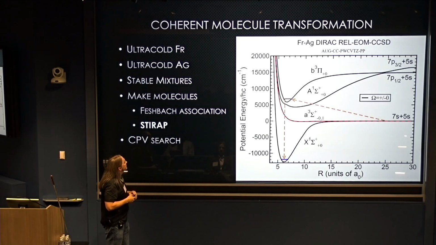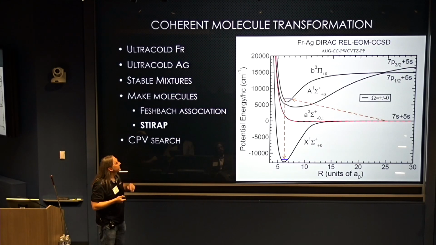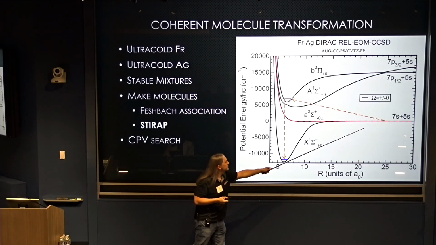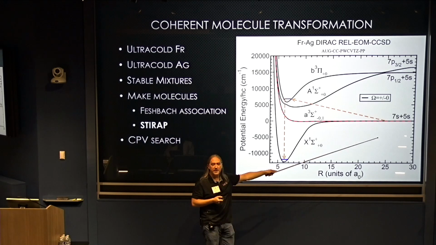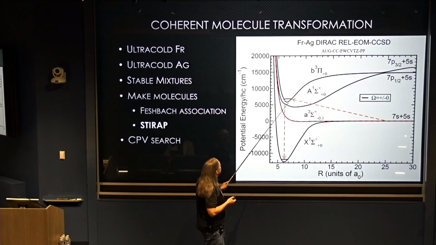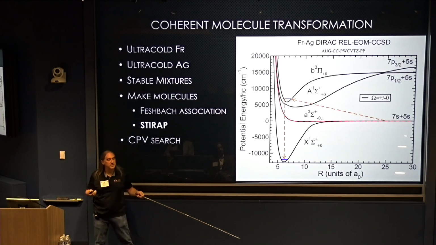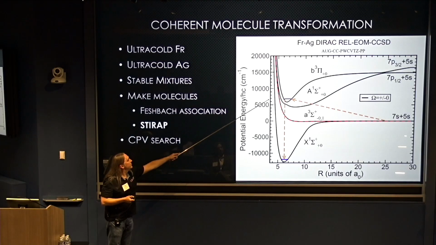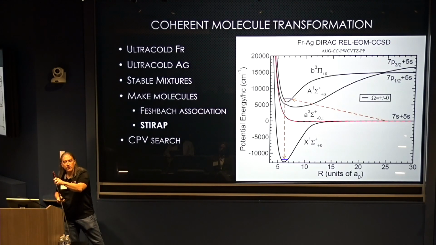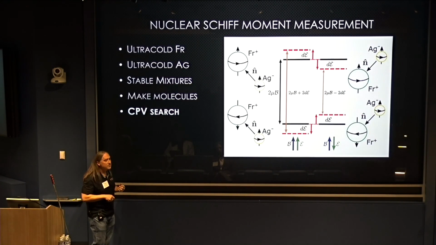So the last step here is STIRAP, which Mike already mentioned, stimulated Raman adiabatic passage. The idea here is that we start from this very weakly bound Feshbach molecule that looks more or less like the free atoms. And through a coherent two-photon process, we use an excited level as leverage, but we don't actually populate the excited level because it's unstable. And so we can move through there to the absolute ground state, which is a tightly bound, highly dipolar molecule. That's perfect for doing the CP violation search.